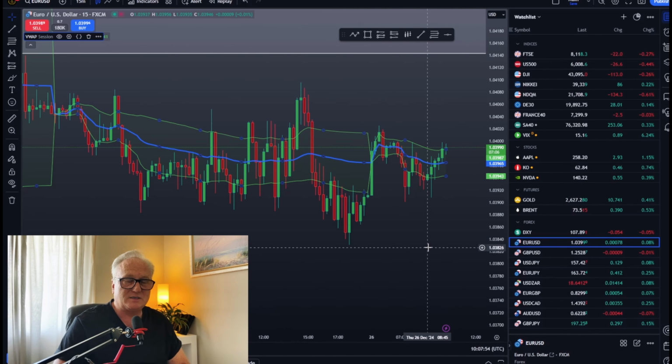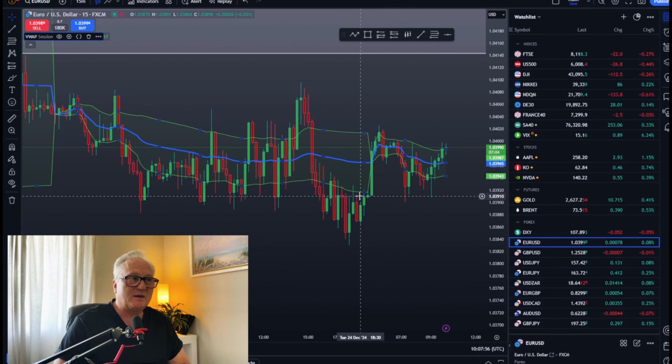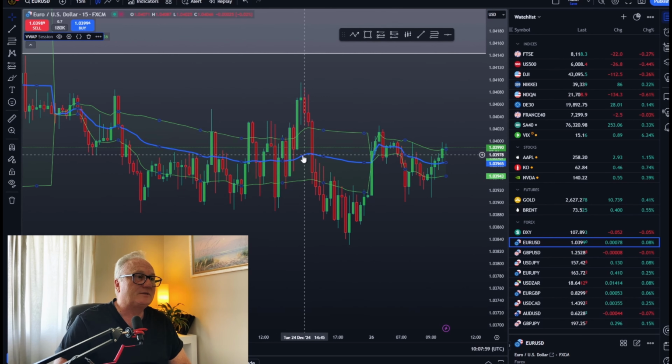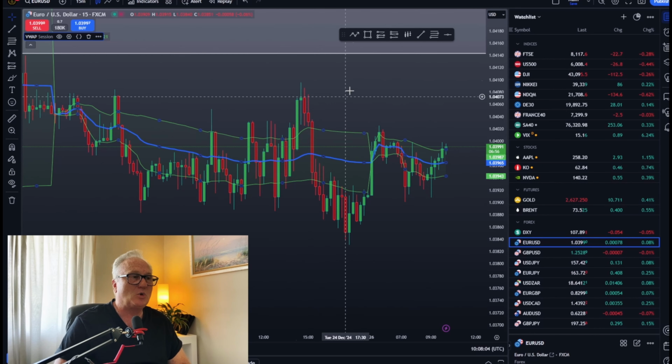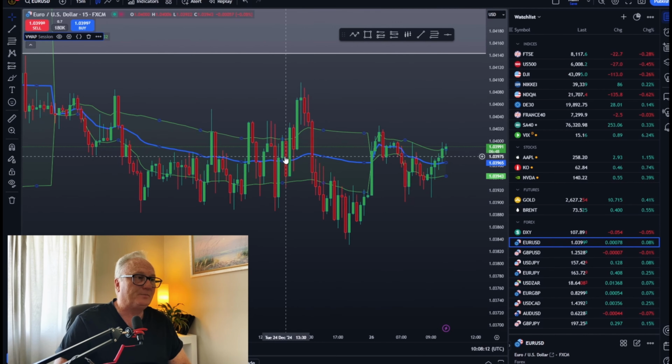Now, most of the guys will tell you that when it gets to this VWAP, you should use it as a support and trade up. Or when it gets to this VWAP, you should use it as a resistance and trade down. And I get that. Or wait for it to retest and then trade up.